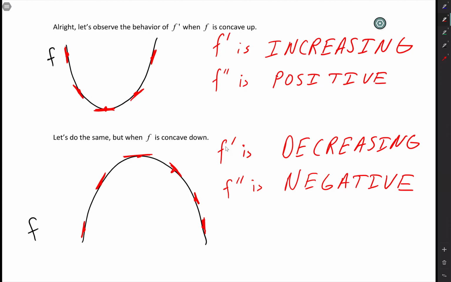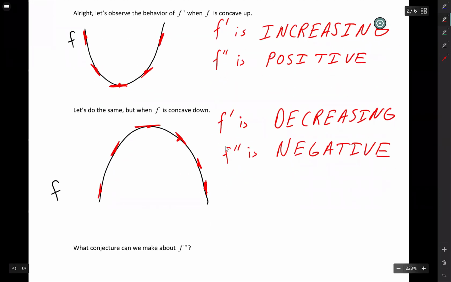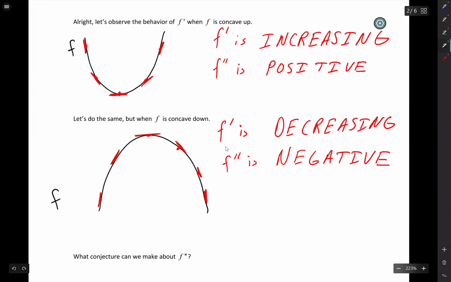Okay. Before I continue and write my conjecture about F prime prime, let's make sure we understand. If it's x squared, yeah. It will be a constant. Good job, miss. You're already putting all the pieces together.